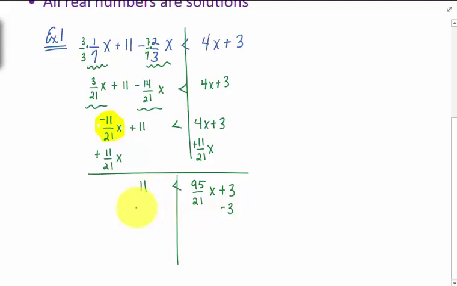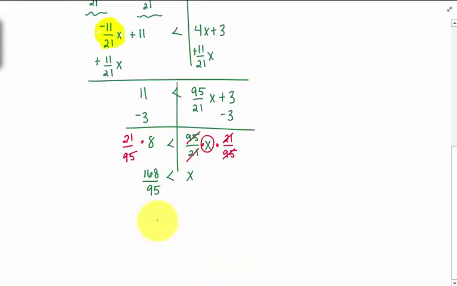Subtract 3 from both sides, and you get 8 is less than 95/21 x. And let's get rid of this multiplication by multiplying by the reciprocal. So if we multiply by 21/95, on the right hand side, those 95s will give us 1. The 21s will give us 1, and we'll be left with x. So our result is 168/95 is less than x. Or remember, you can rewrite this. If you want to write x on this side and 168/95 on the other, you must also flip the inequality sign.